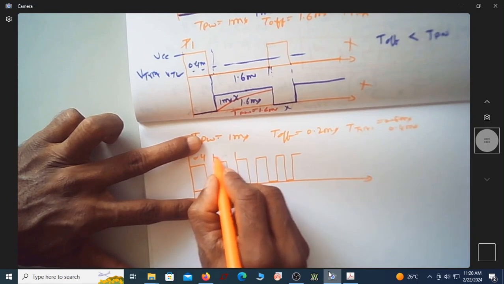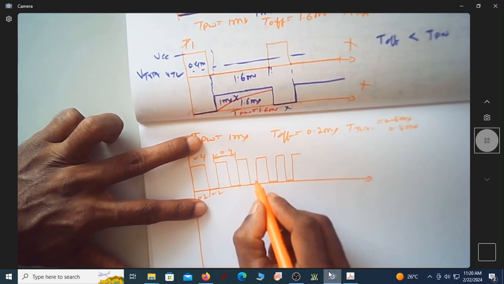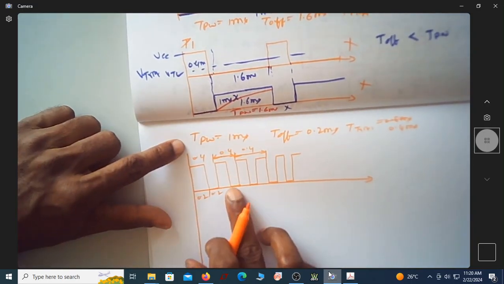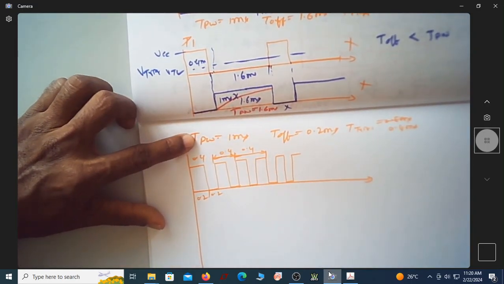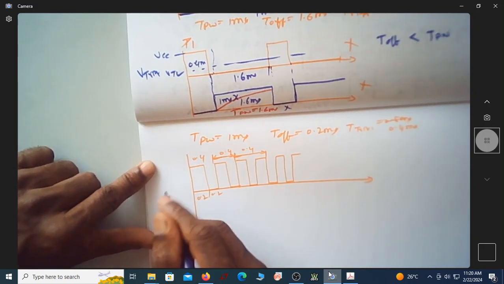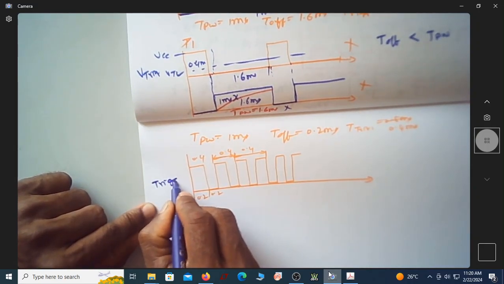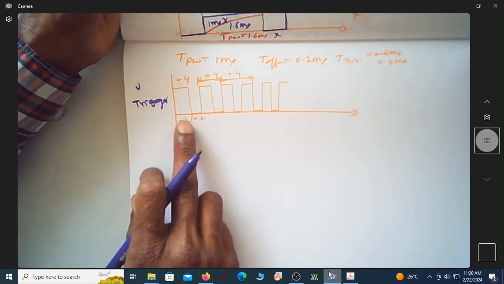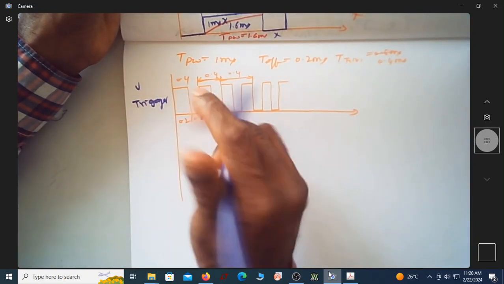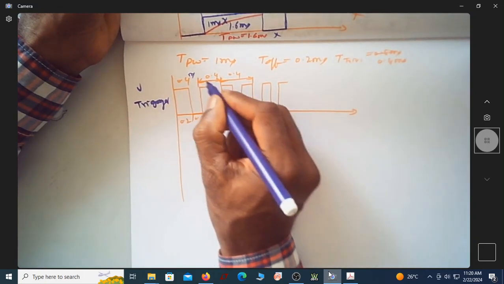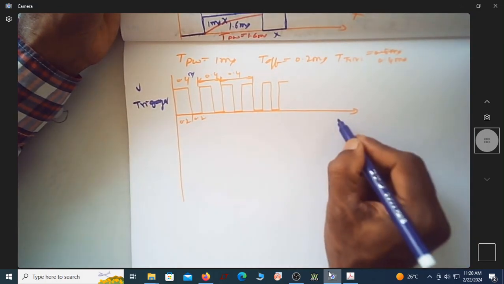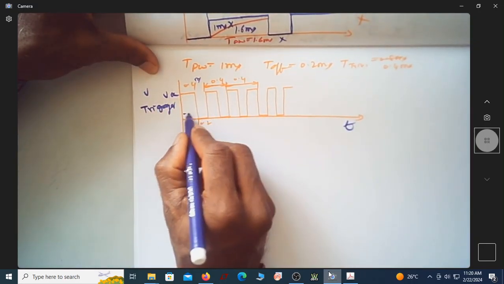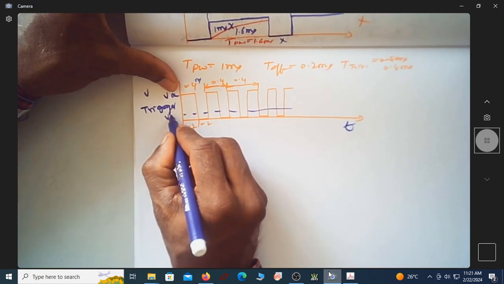Can you see this is again another 0.4? Can you see this is another 0.4? Fine, so this is what I'm having. Now let us see what the output is. This is the trigger, the V-trigger. So I'm having it as 0.4 millisecond. These are all milliseconds on the time axis. And it is VCC, and here you have a VTL. Assume that this is VTL.